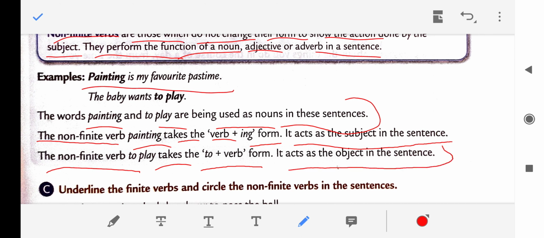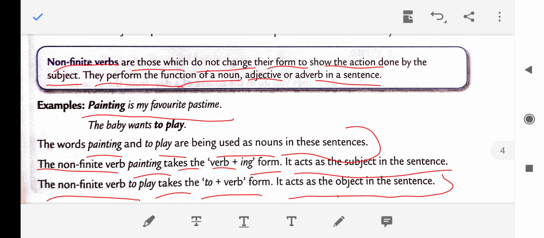So in this way, non-finite verb doesn't change its form to show the action done by the subject. They perform the function of a noun. They are becoming a noun, adjective or adverb in a sentence. But basically they are verbs. Painting is my favorite pastime. The baby wants to play.